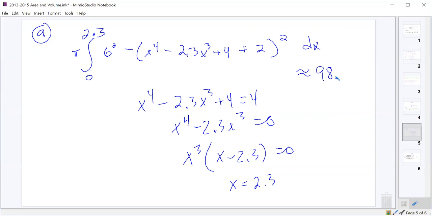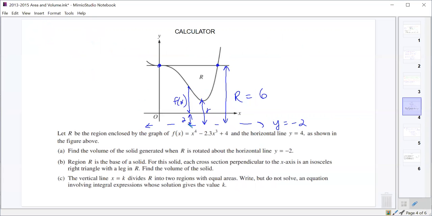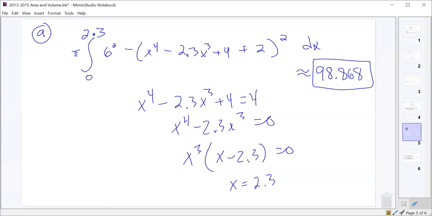Hopefully you got 98.868. That sound right? What did you get for the inner radius again? What was that measurement? The function plus 2. f of x plus 2. x to the 4th minus 2.3x cubed plus 4 plus 2. Okay.